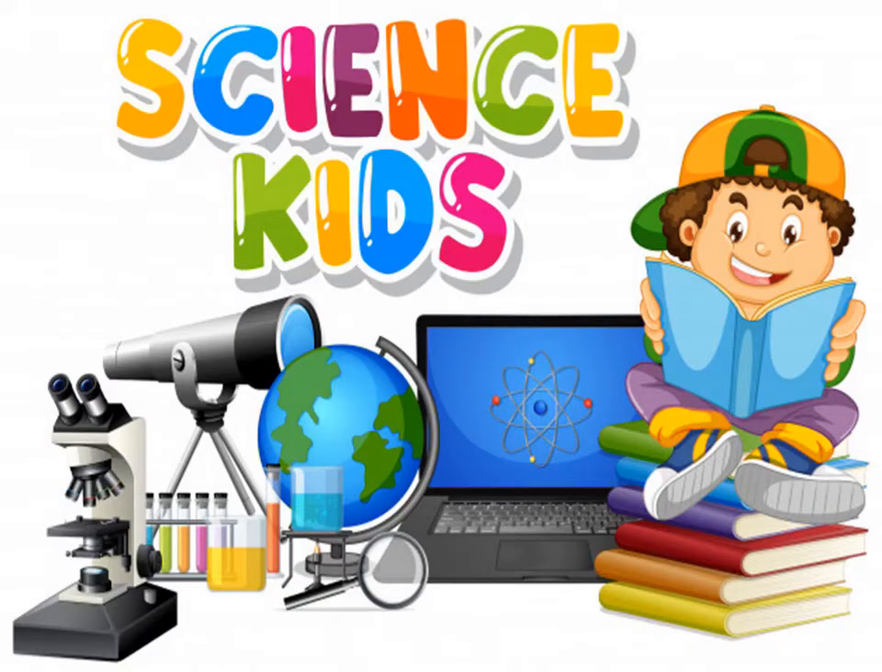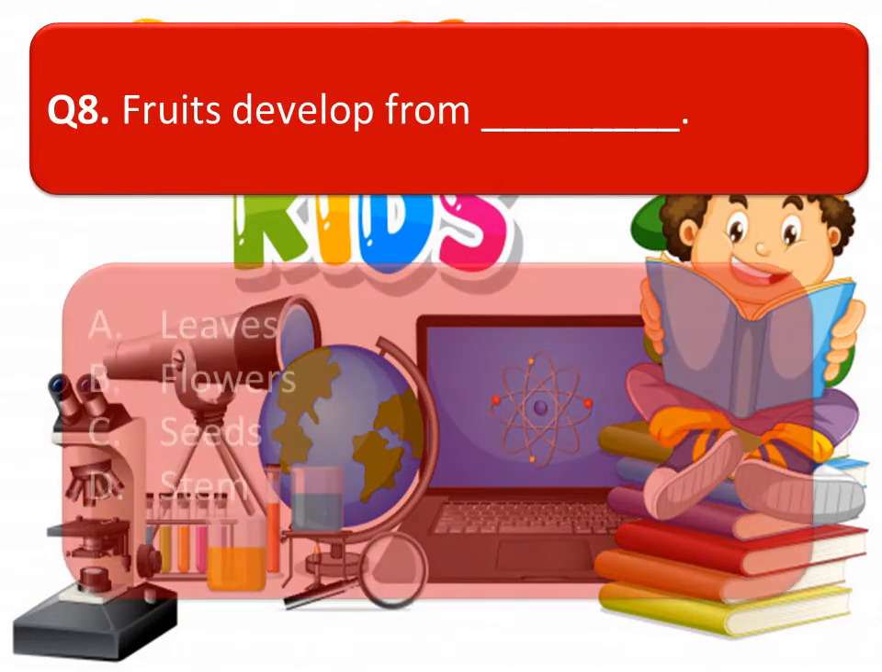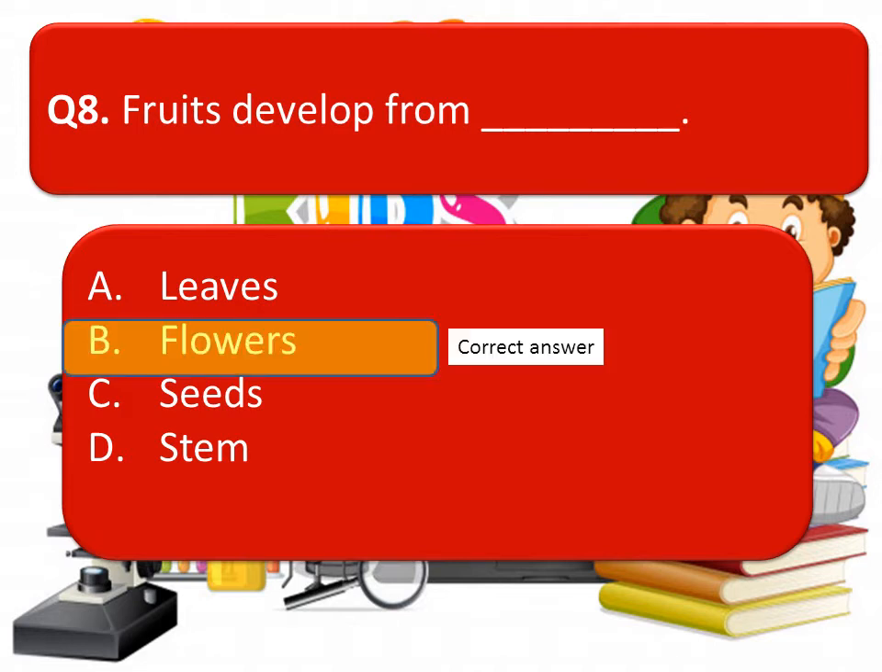Our next question is: fruits develop from dash. And the options are option A, leaves, option B, flowers, option C, seeds, and option D, stem. Think about the correct answer. And the correct answer is flowers.